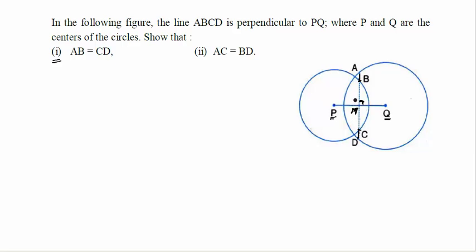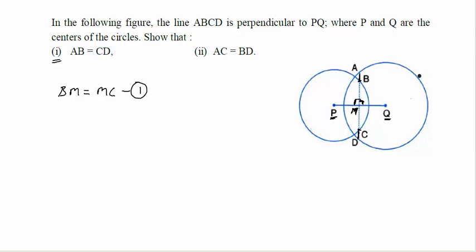Okay, now PM is perpendicular to this chord, right? And P is the center of the circle. So now, using the property of a chord of a circle, we can conclude that M is the midpoint of BC, which means that BM is equal to MC. Let us remember this, call this equation 1.